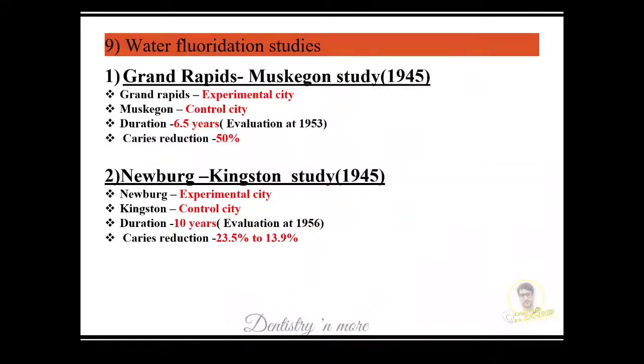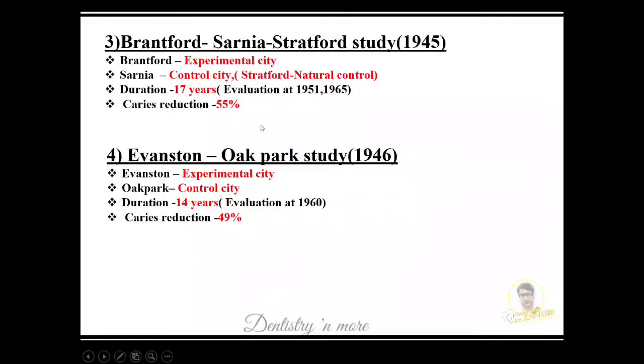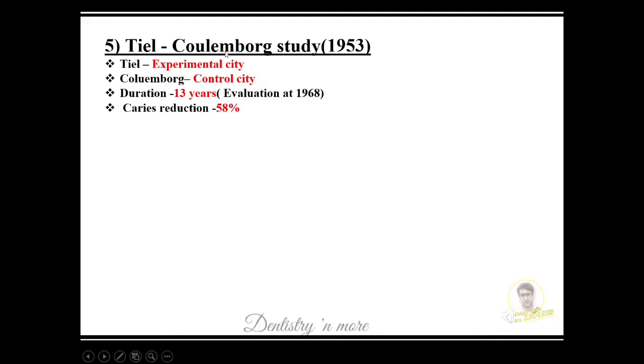So the first one is Grand Rapids, Muskegon in 1945. Experimental city was Grand Rapids, Muskegon was the control city, duration 15 years. Evaluation happened in 1953. Caries reduction 50%. Newburgh, Kingston: Newburgh experimental, Kingston control, duration 10 years, caries reduction 23.5 to 13.9. Brantford, Sarnia, Stratford: Brantford experimental, Sarnia control city, whereas Stratford was a natural control, duration 17 years, caries reduction 55. Evanston, Oak Park: Evanston experimental city, Oak Park control city, duration 14 years, caries reduction 49. Tiel, Culemborg: Tiel was experimental, Culemborg control, duration 13 years, caries reduction 58.